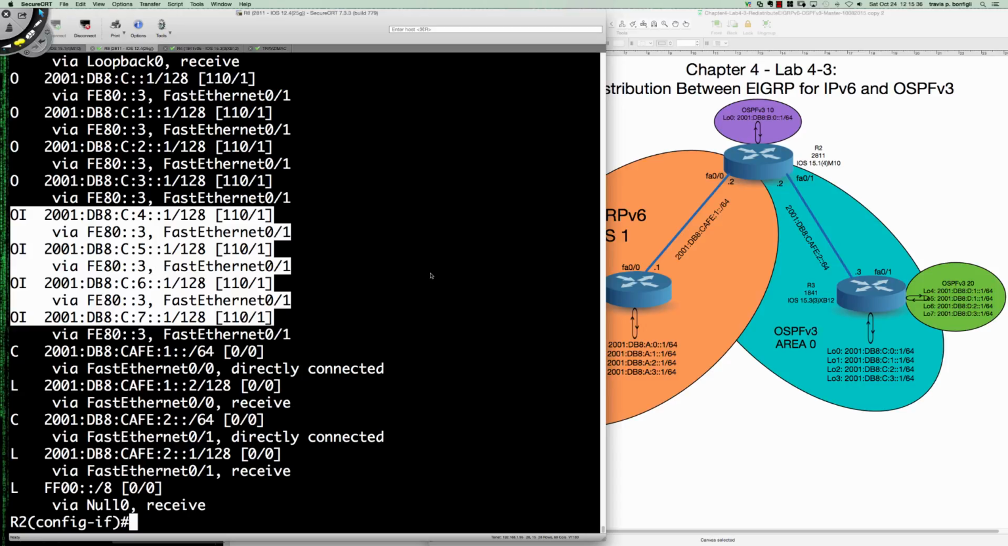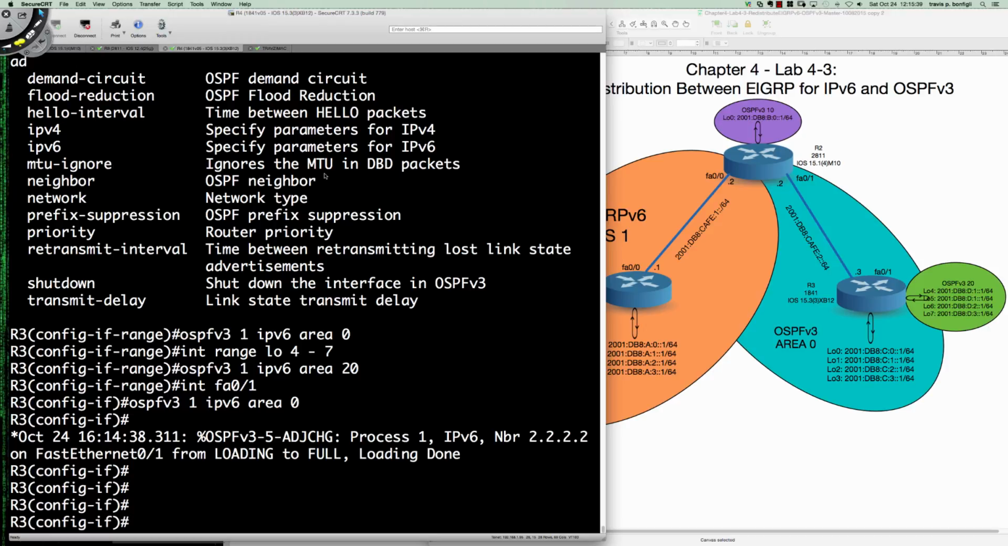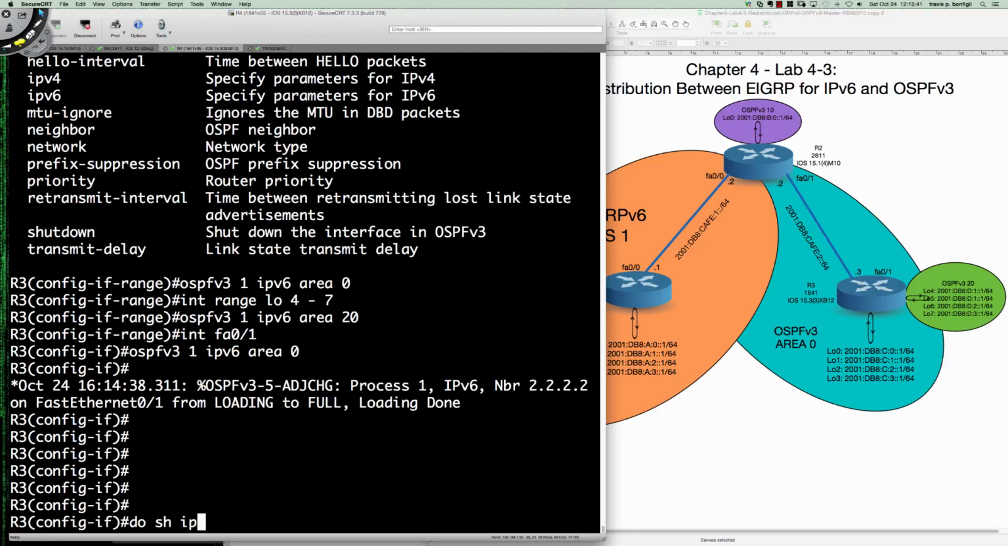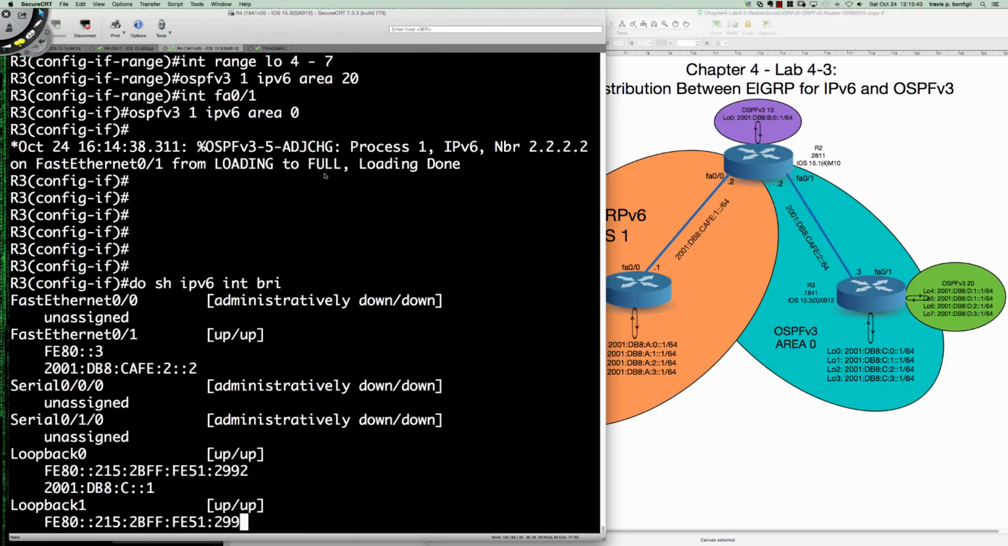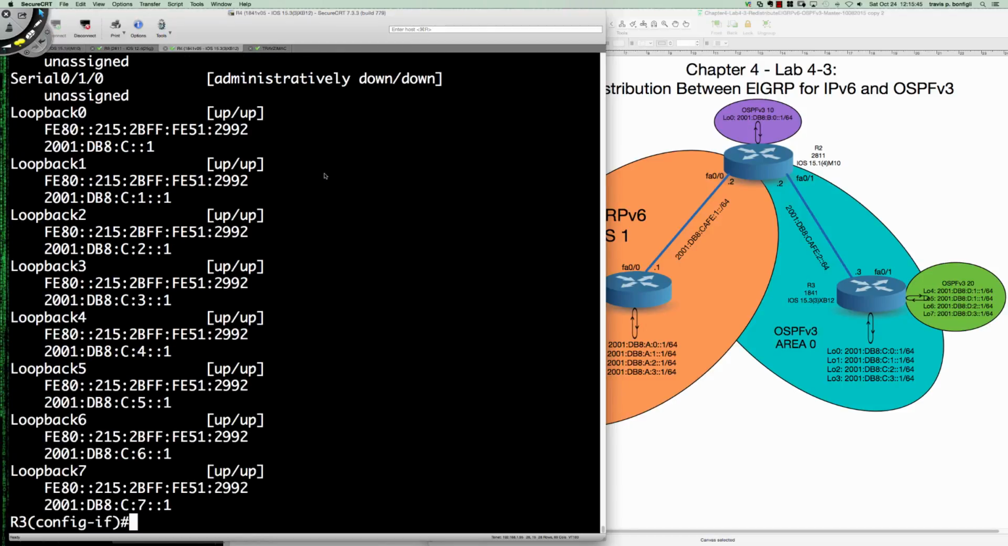And those are definitely the correct loopbacks. Let me take a look here at router 3 real quick. Let's make sure. Do show IPv6 interface brief. May have had a minor snafu when I configured my loopbacks. So 4. So C3. I see the problem. So it looks like these should have been D1.